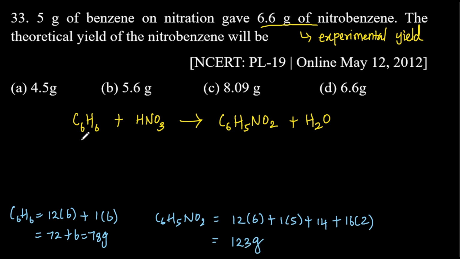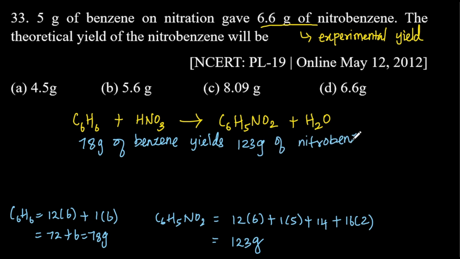So from this equation, 78 grams of benzene yields 123 gram of nitrobenzene. So this statement we have got from the equation. Now in the question, 5 gram of benzene is given. So we can compare that with the statement. 78 gram of benzene yields 123 gram of nitrobenzene. Therefore, 5 gram of benzene yields how much grams of nitrobenzene?